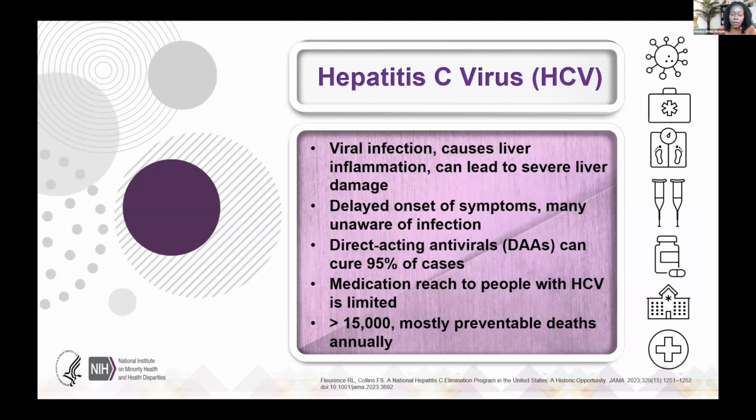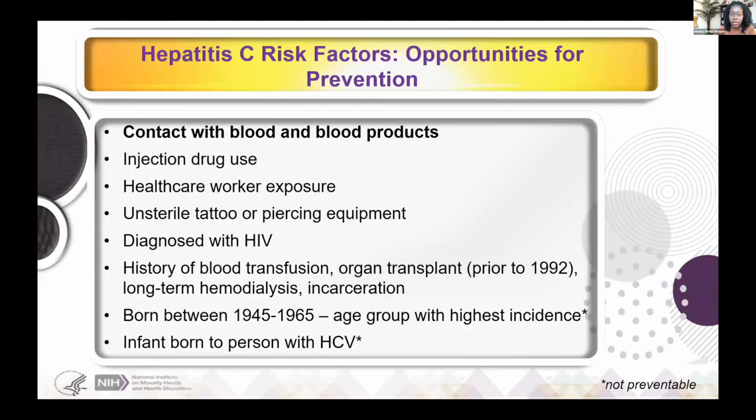The development of direct-acting antivirals, or DAAs, was a huge scientific and medical advancement almost a decade ago, which can cure hepatitis C in more than 95% of infected people. And Hep C liver transplants are down about 50%, which is great progress. Now, medication reach is still an issue. It's more limited than it should be, reaching only a fraction of the people who are infected. And we're still dealing with about 15,000 deaths in the US from hepatitis C complications every year.